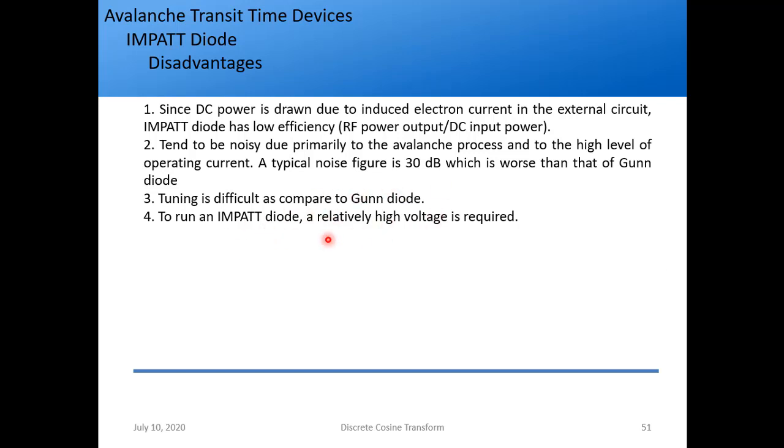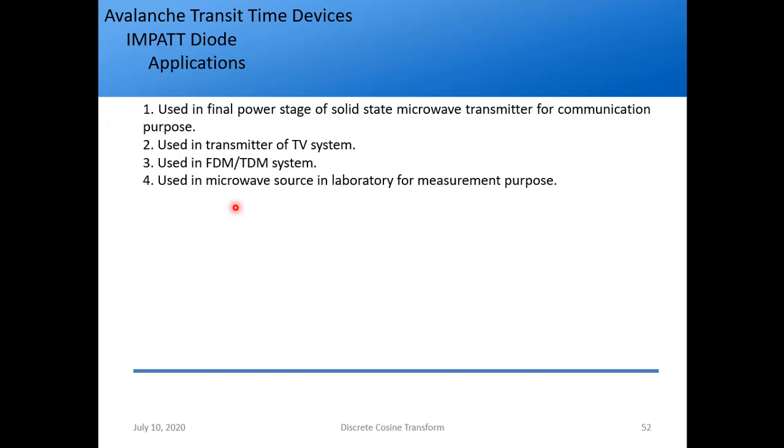Then applications: it is used in your FDM and TDM systems, and it's used in the transmitter of the TV system, and it is used in measurement purposes also. We'll see this in the 5th and 6th module, the measurements part.